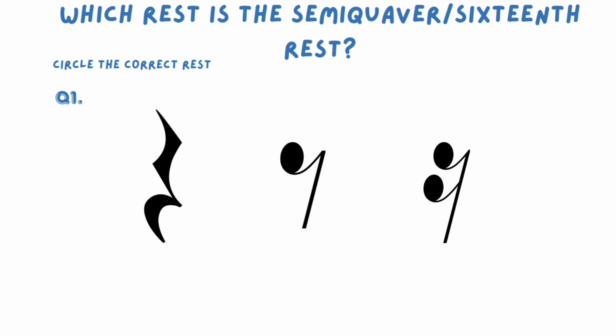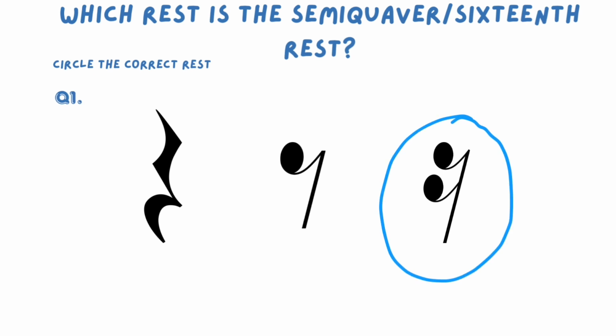Okay, think of your answer carefully. Think about what we learned at the beginning of the video. All right, answer coming up. 3, 2, 1. That's right. It's the one with the double tail.